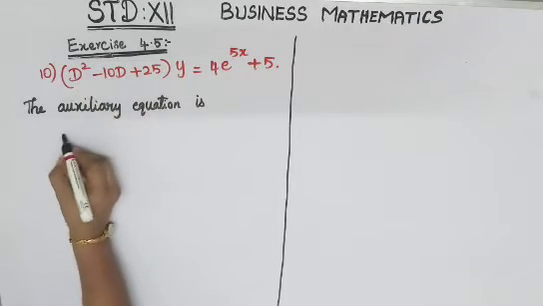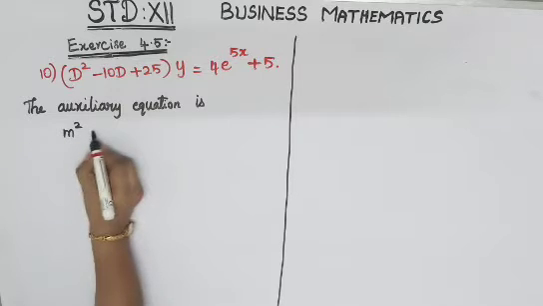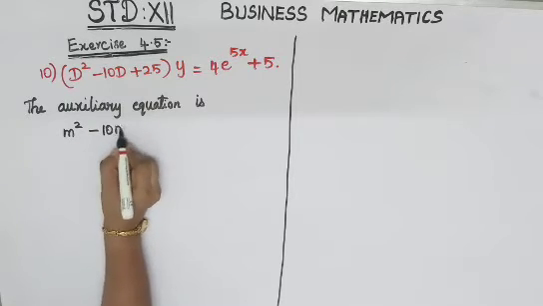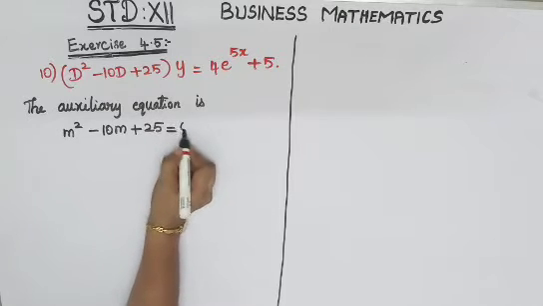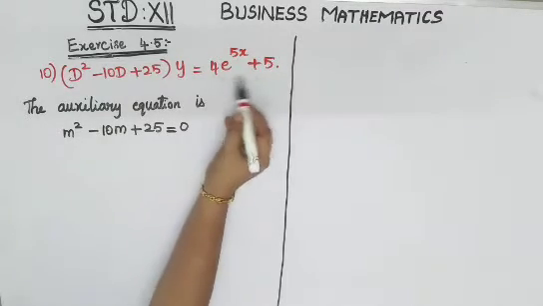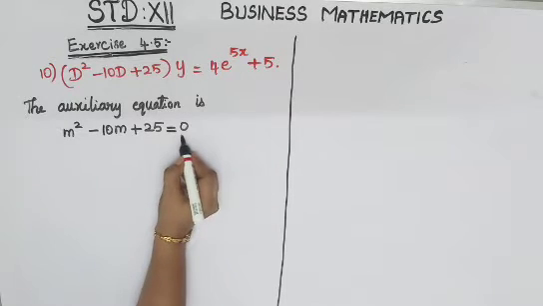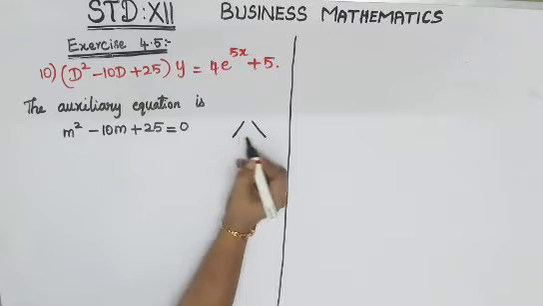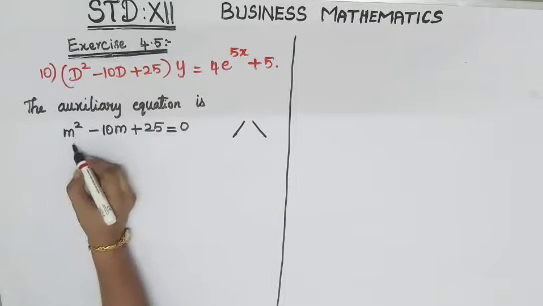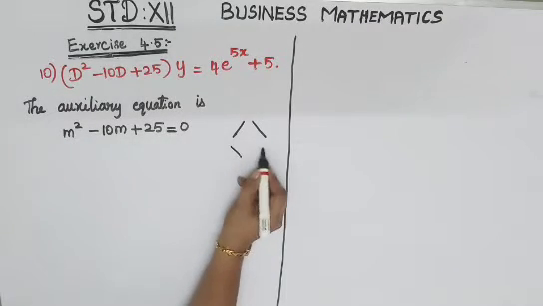Convert your D to m. Okay, so it is m square minus 10m plus 25 equal to 0. Whatever numbers are given here, you will have to write in your auxiliary equation equal to 0 only. Now we will go to factorization because this is a quadratic equation in m. So we will just go to factorization.